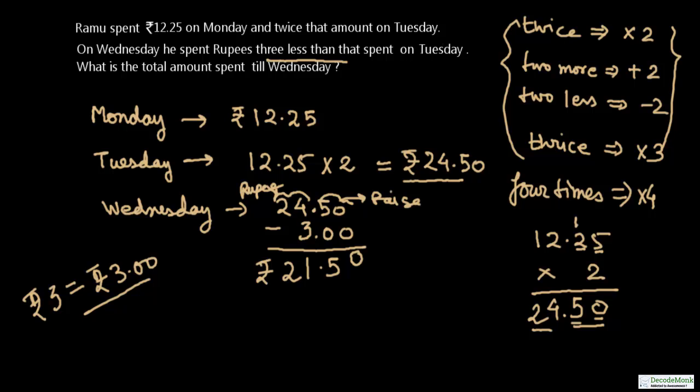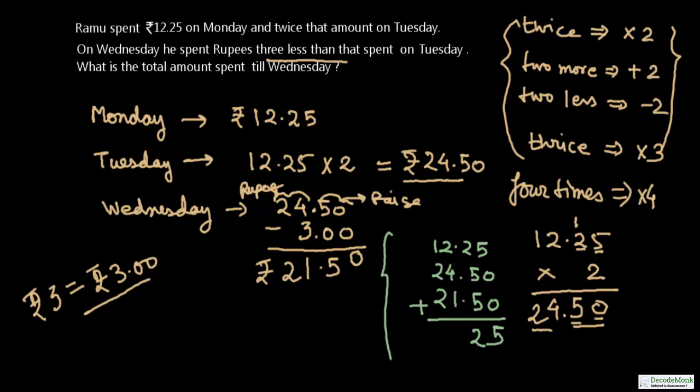So the total amount spent will be equal to the sum of the 3 amounts. So that is going to be 12.25 spent on Monday, 24.50 spent on Tuesday, and 21.50 spent on Wednesday. So the total amount spent will be equal to the sum of all these 3 amounts.